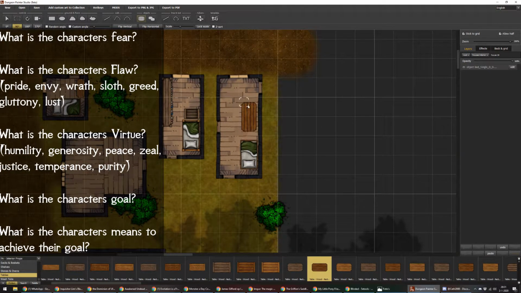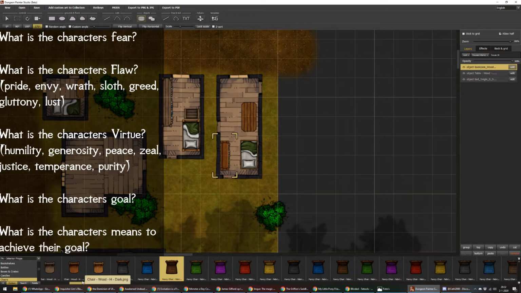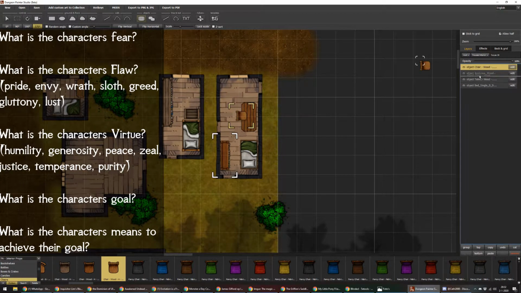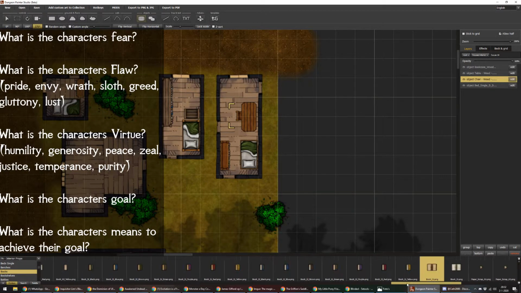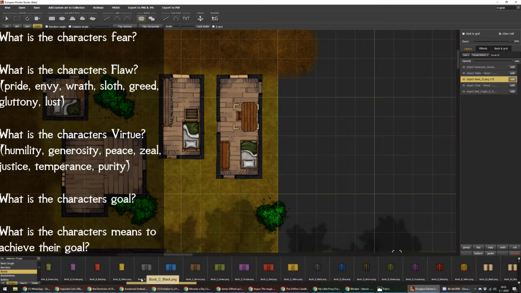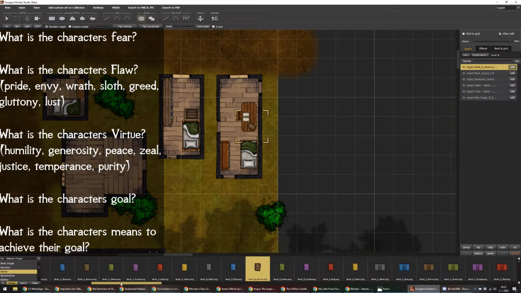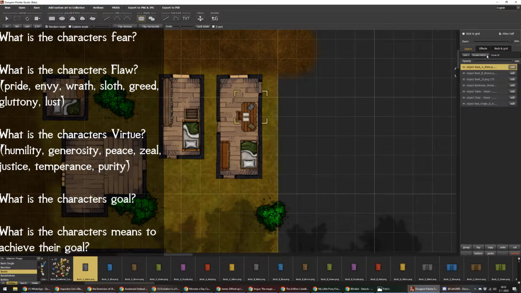Let's roll randomly for their flaw and their virtue. Because, well, I'm going off the deadly sins and their counterparts for flaws and virtues. So, for flaws there's pride, envy, wrath, sloth, greed, gluttony, and lust. And for the counter example virtues, there's humility, generosity, peace, zeal, justice, temperance, and purity.